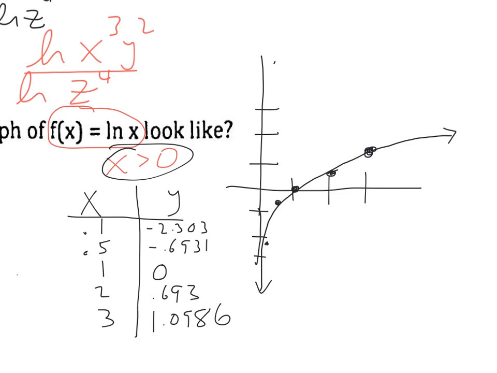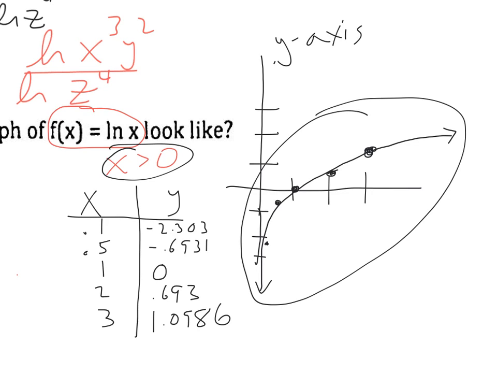If your domain is x is greater than 0, that means you could plug in 0.01, 0.001, 0.00001, and you're going to keep going down. And so basically with logs, we have a vertical asymptote. And that vertical asymptote is the y-axis right here. But I think it's just important to recognize that log graph right there, for things that could occur on the AP test.